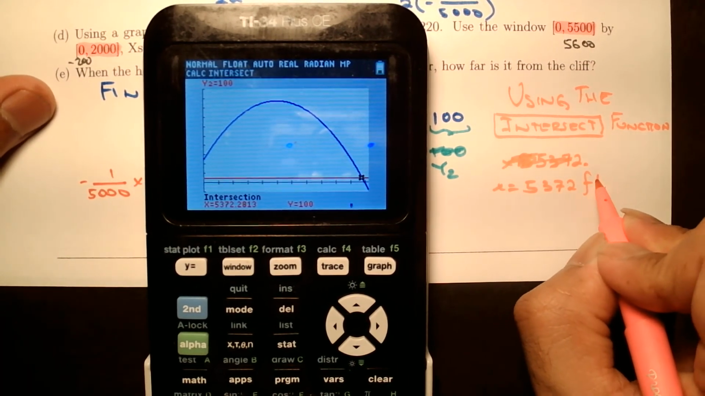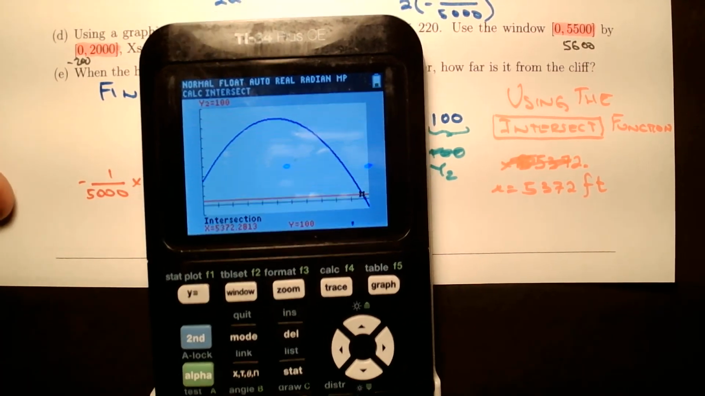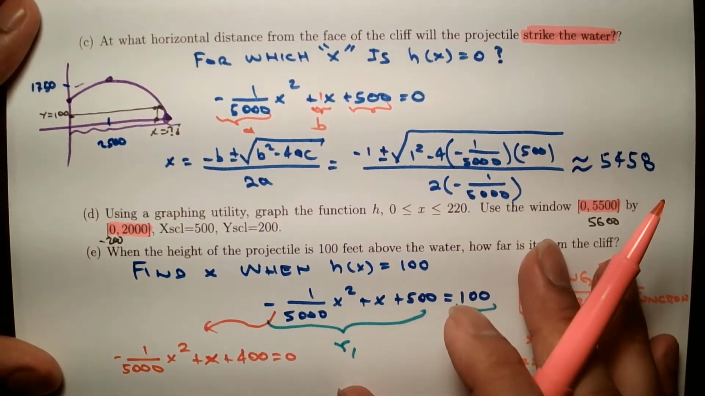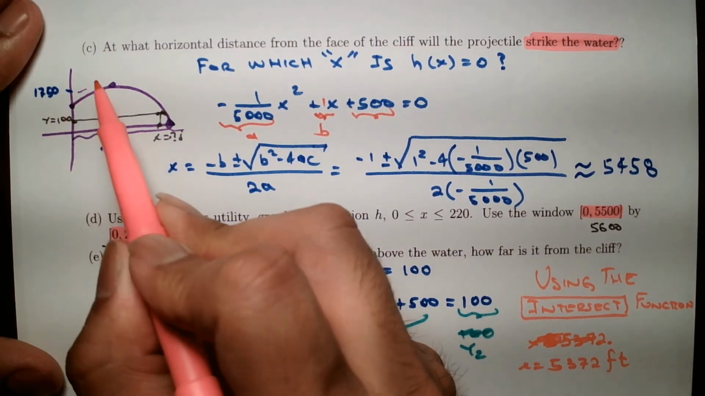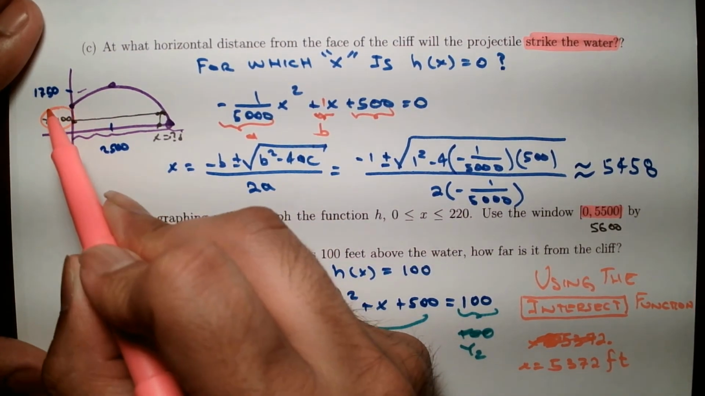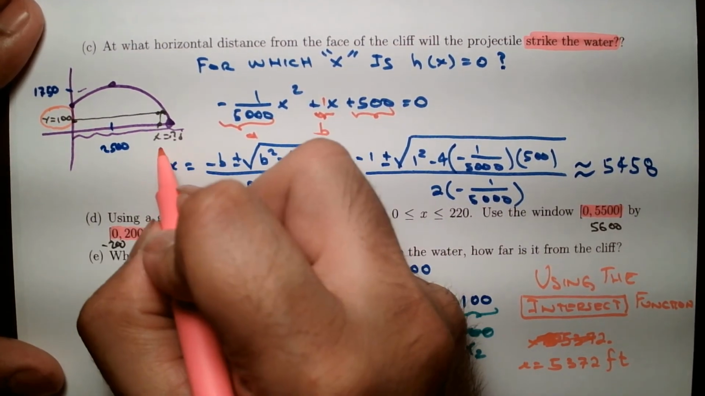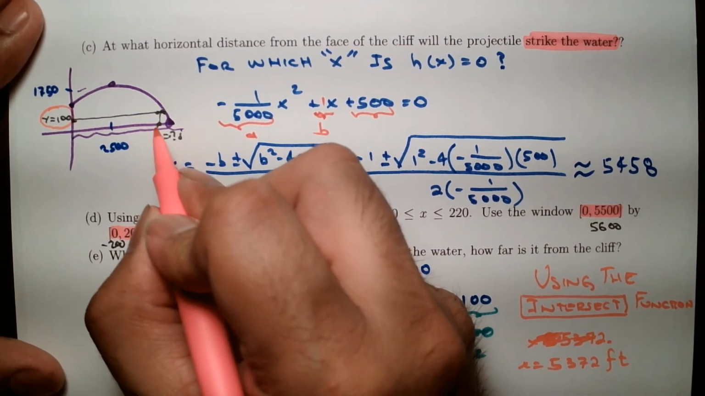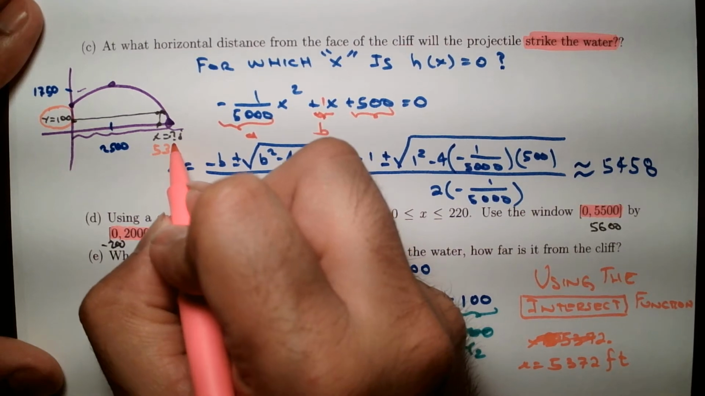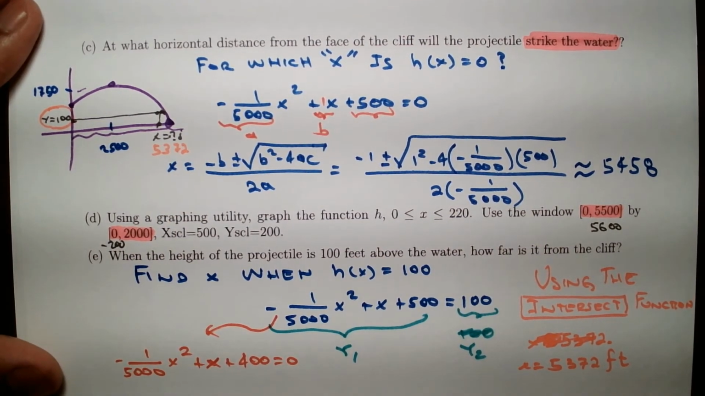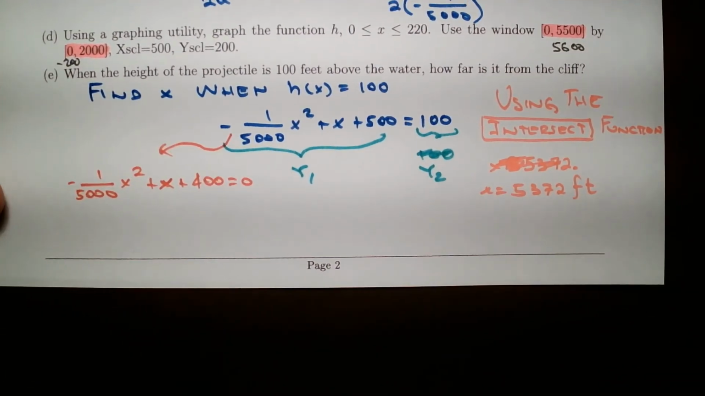5,372 feet. All right. So what does that mean? It means that the projectile will have a height of 100 feet when the horizontal distance is 5,372 feet. All right. And this pretty much concludes this problem.